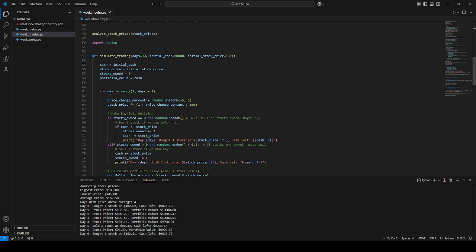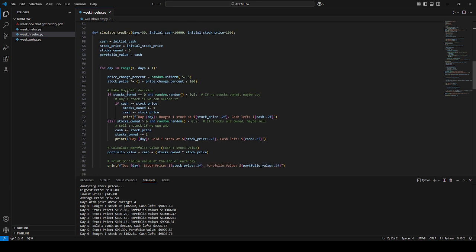And right here, the for is the start of a loop again, and the day ranges from 1 to however many days we want. And this price change percent is the code that we set up to change the price from either -5 to 5% daily. And it represents the daily stock price change.